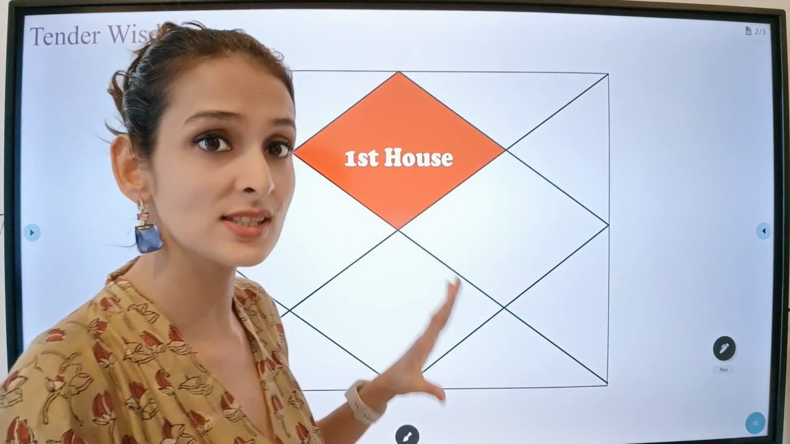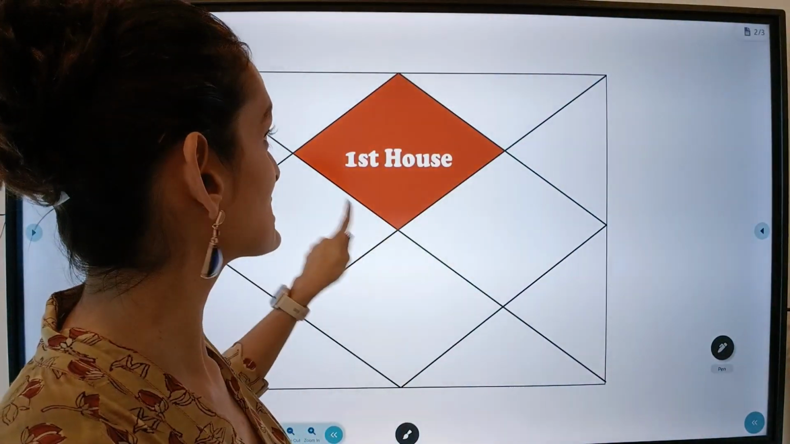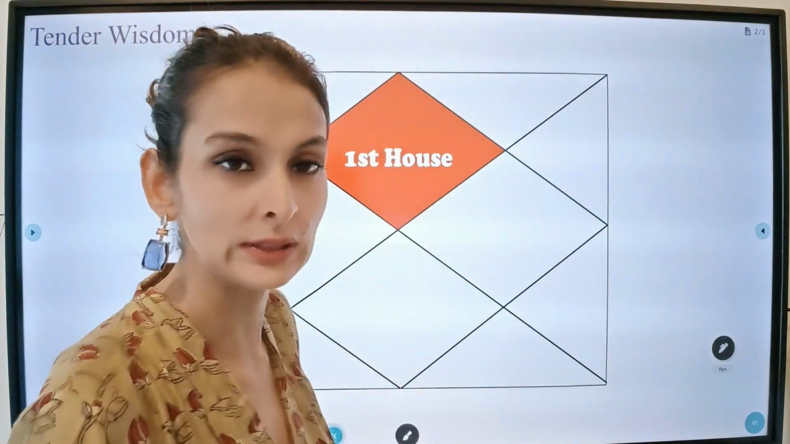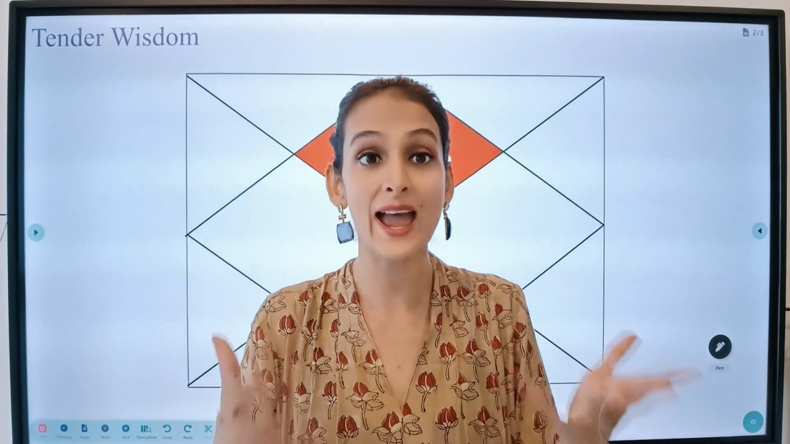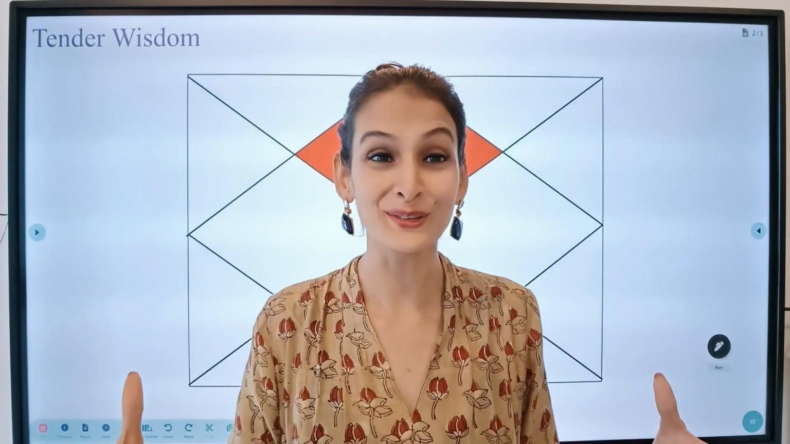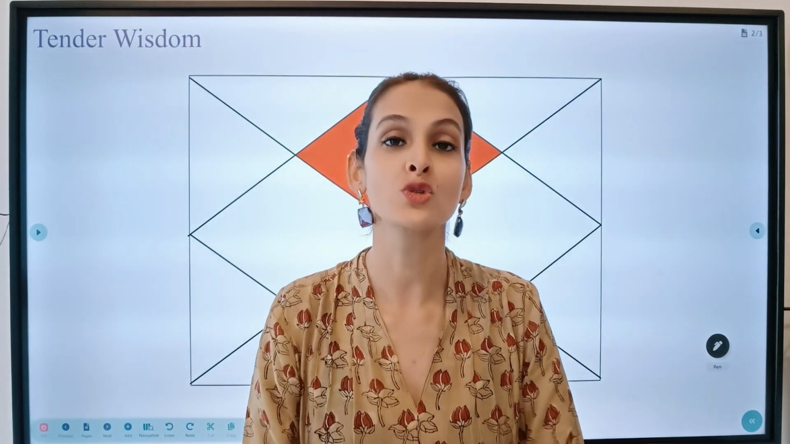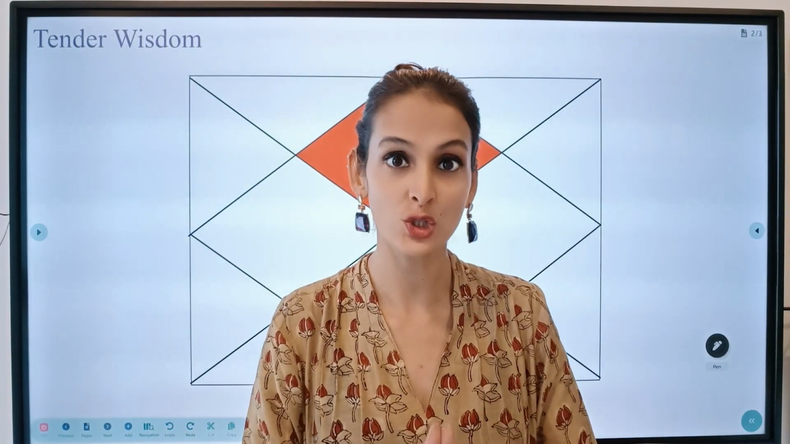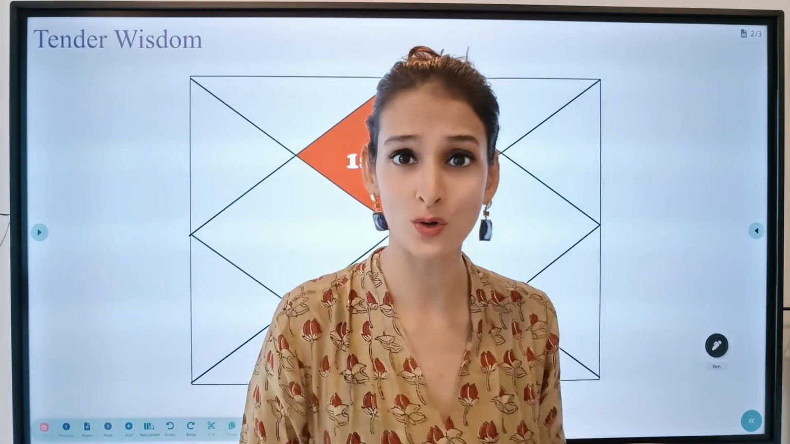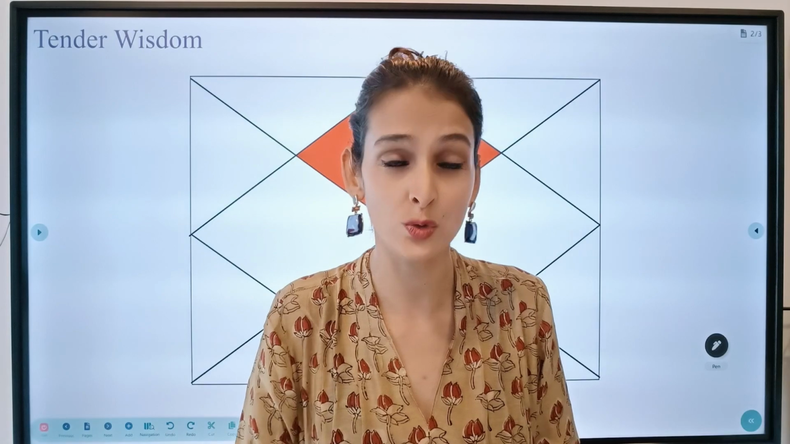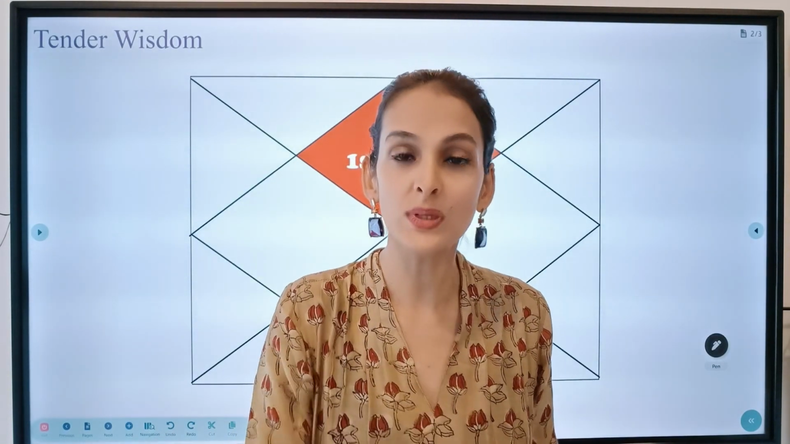So the first house, what is the starting point of your horoscope? This becomes the first house, the starting point. Now, how do we decide this starting point? Is it just random, or does it have some sort of method to the madness? Your starting point is actually your ascendant. Your ascendant is where your horoscope begins. This is where we start reading your horoscope. This is how we also make your horoscope, if you have to manually make the horoscope. Ascendant becomes the first point.